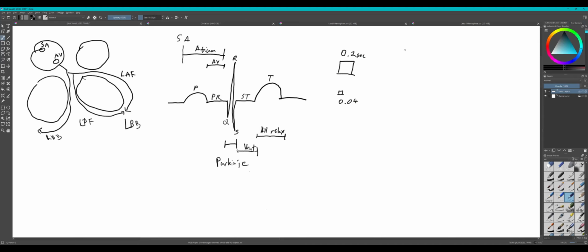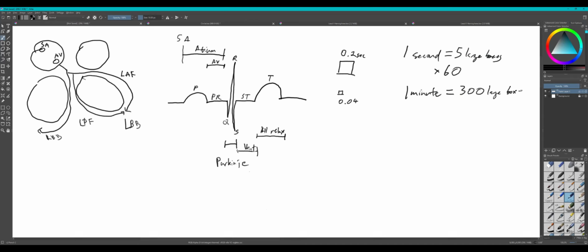Okay. Now, 1 second is how many large boxes? 5 of them. That's right, 5 large boxes. Now, if we're going to multiply this by 60, so it's 1 minute, how many large boxes will it be? What's 5 times 60? 300. There we go, 300 large boxes.